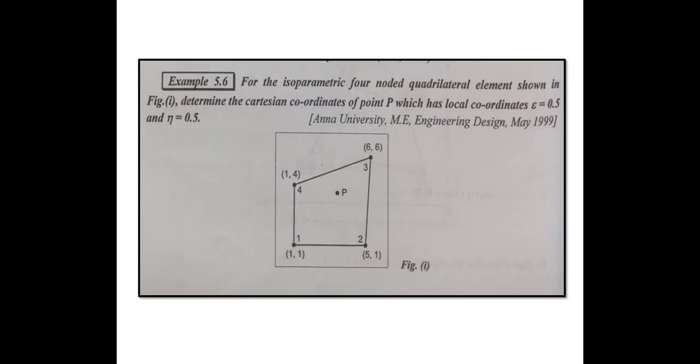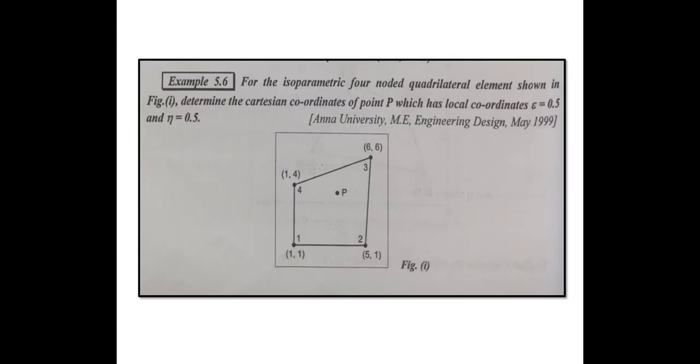Here is the formula. Before finding the coordinate, we need to find the N1, N2, N3 values through the formula. You can substitute the natural coordinate into the formula for N1, N2, N3, N4. You get the values. Again you can substitute x equals N1 x1 plus N2 x2 plus N3 x3 plus N4 x4. You substitute the values, you get the answer. It is the Cartesian coordinate of point P. Kindly solve the problem in your notes, then only you can understand how to derive it.